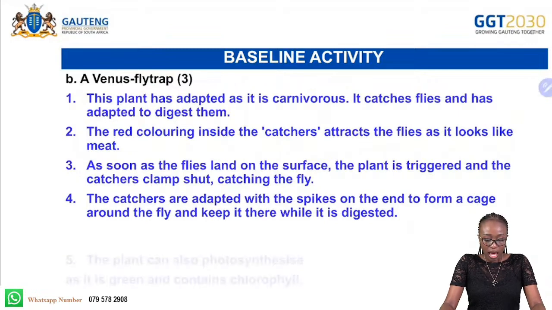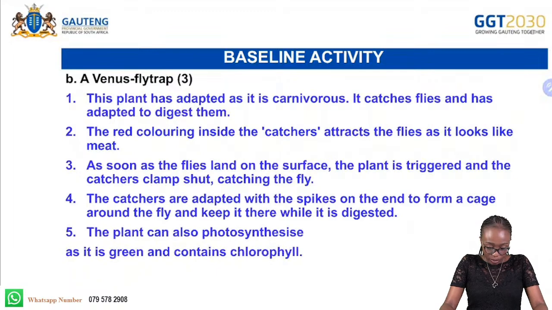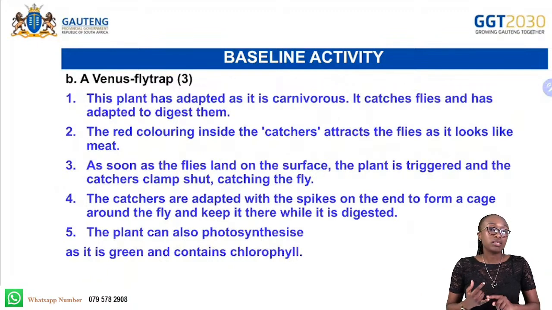All right, and 5, the plant can also photosynthesize as it is green and contains chlorophyll. So it is carnivorous, it eats flies, and it is green, so it can photosynthesize. So it is adapted to 2 ways of gaining nutrition. Here's 1 minute to copy down how the Venus flytrap is adapted to its environment.